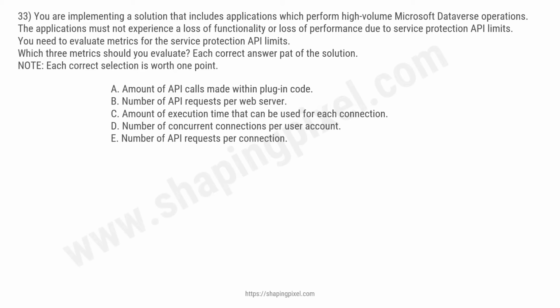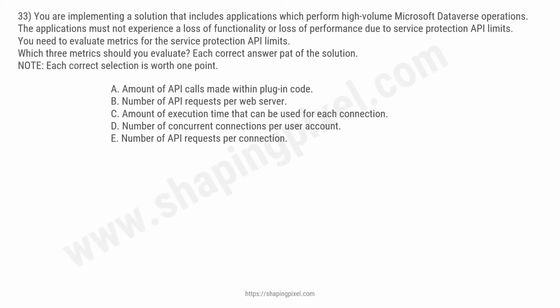And we have 5 options. Option A, amount of API calls made within plugin code. Option B, number of API requests per web server. Option C, amount of execution time that can be used for each connection. Option D, number of concurrent connections per user account. Option E, number of API requests per connection.